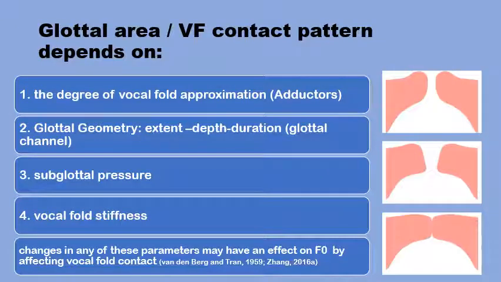So what are the factors that this vocal fold contact pattern depends on? Primarily the degree of the vocal fold approximation by the adductors, the glottal channel geometry, its extent, its depth, and the duration of the contact, the subglottic pressure, and the vocal folds' intrinsic stiffness during adduction. Changes in any of these parameters can influence the fundamental frequency by affecting the vocal fold contact mode.